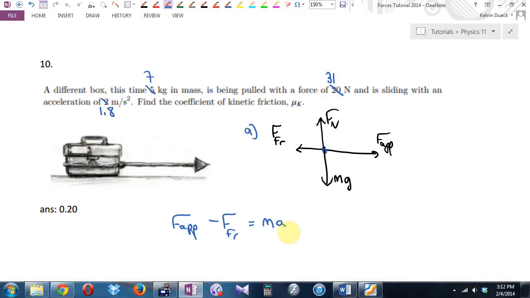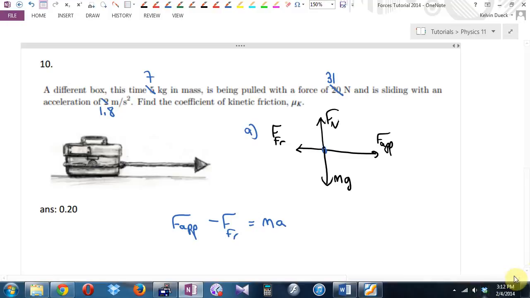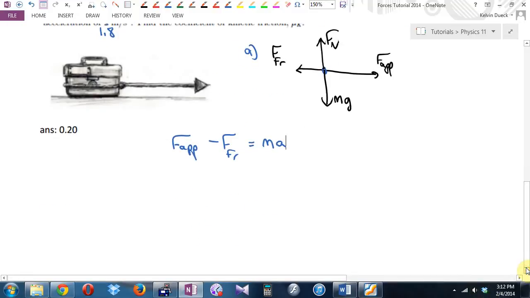So far, so good? Okay. They're asking me to find mu. I guess I better say friction is what times what? That's going to give me a mu in here. So I'm going to say the applied force minus mu times the normal force equals MA.